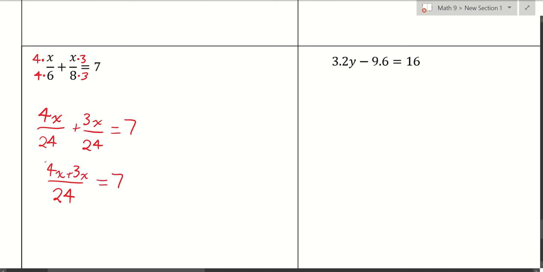What is 4x plus 3x? Well, we can simplify this numerator now because those are two like terms, right? They are both x terms. One of them isn't sneakily x squared or anything. We can gather these like terms together, so that's just going to be 7x.